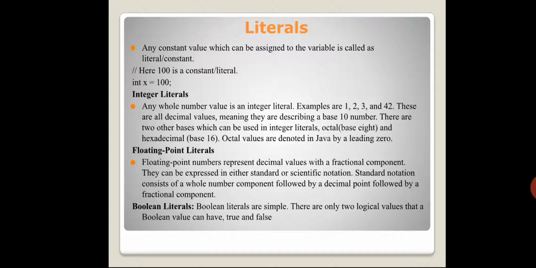Okay, so the first one is integer literals. Any whole number value is an integer literal. Examples are 1, 2, 3 and so on. These are decimal values, meaning they are describing a base 10 number. In this, you can recall your computer organization subject. For number bases, binary uses base 2, octal uses base 8, hexadecimal uses base 16, and decimal uses base 10.